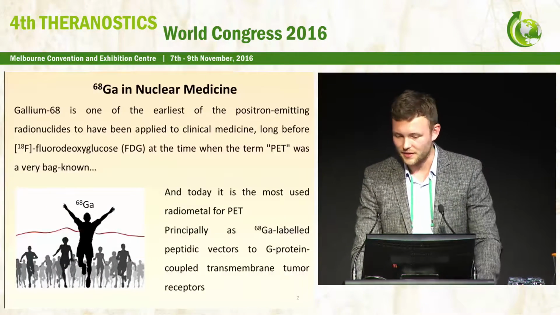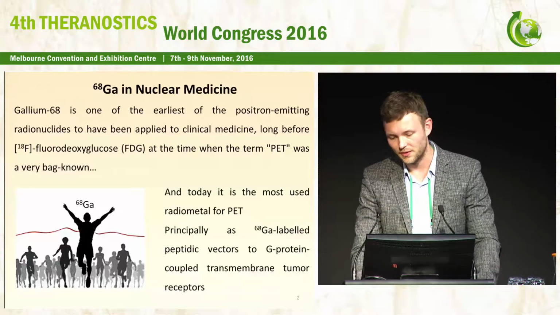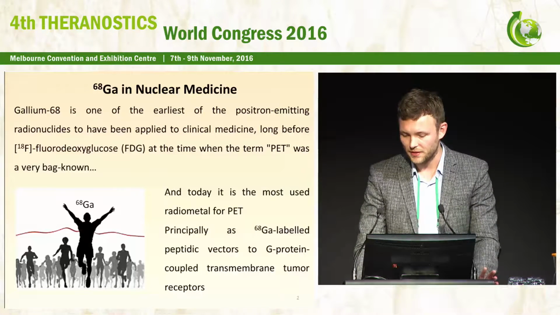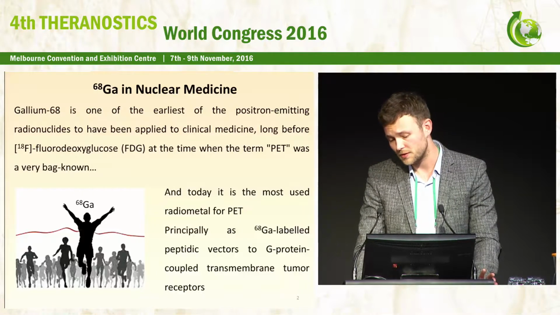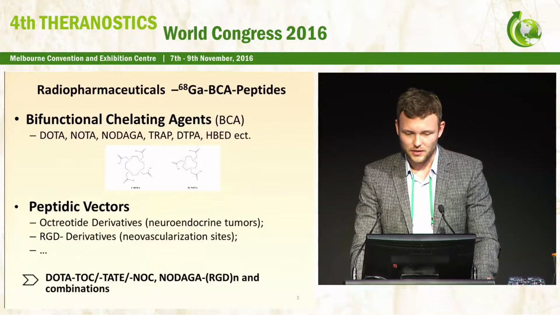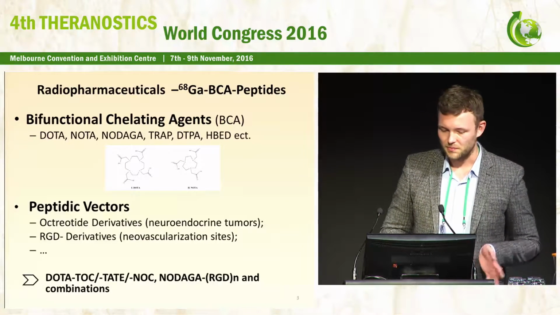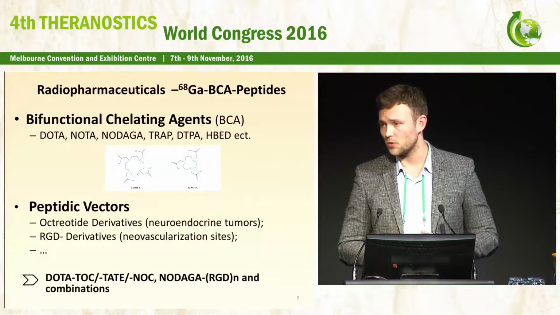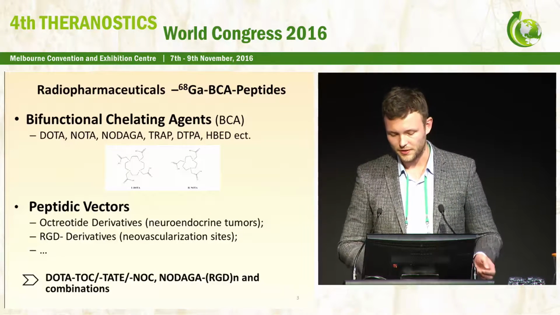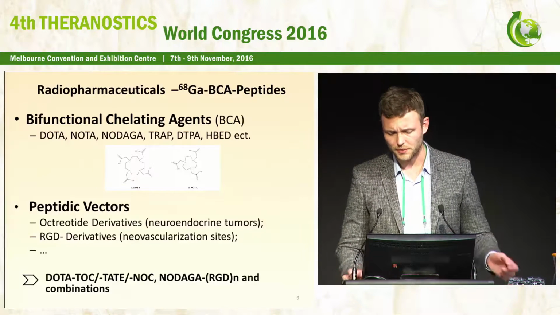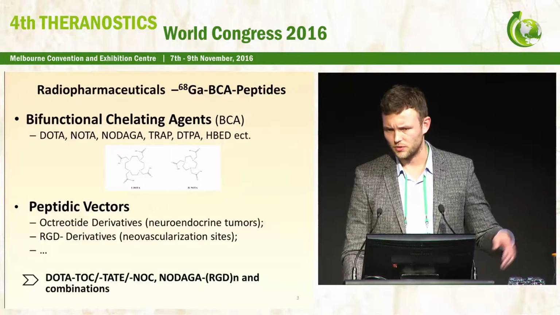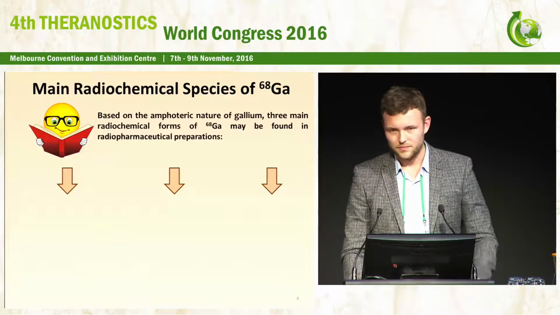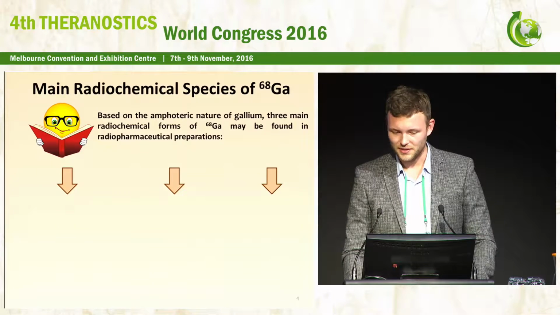But again, gallium is the most used radiometal for PET, principally with peptidic vectors for transmembrane tumor receptors. These radiopharmaceuticals are based on different bifunctional chelating agents like DOTA and NOTA, and peptidic vectors such as octreotide derivatives or RGD derivatives. So we have different combinations like DOTA-TOC, DOTA-TATE, DOTA-NOC, NODAGA, RGD, and others. Some school course of the chemistry.